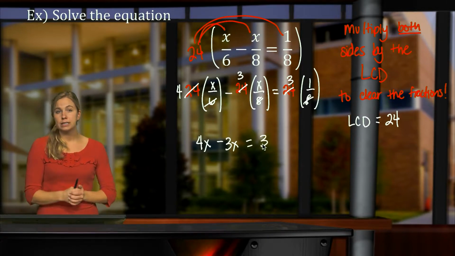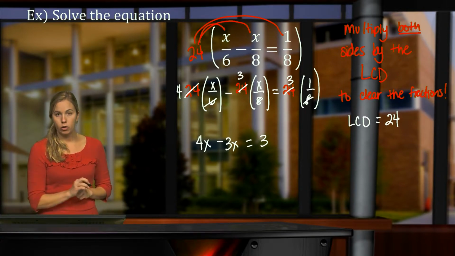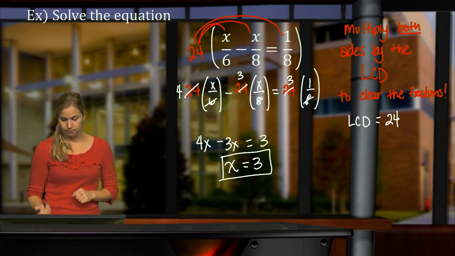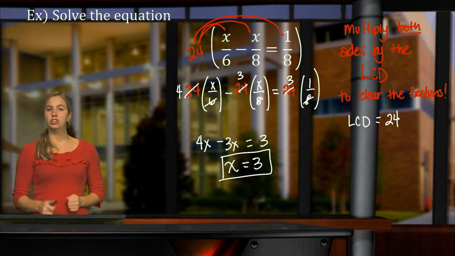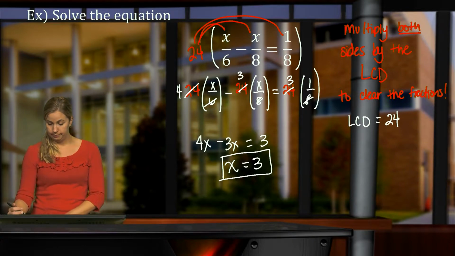Now we're dealing with a very simple linear equation where we can combine like terms to solve for x. 4x minus 3x is just 1x, and that equals 3. Again, we will see more equations just like this one in chapter 6 on rational equations.